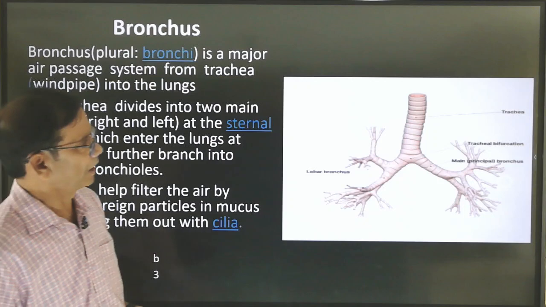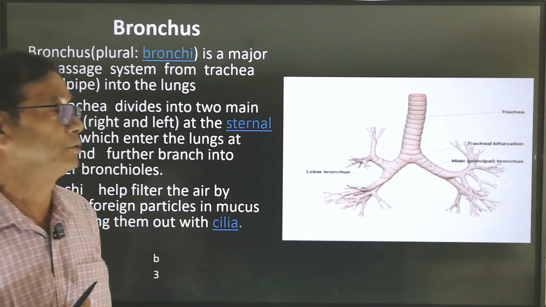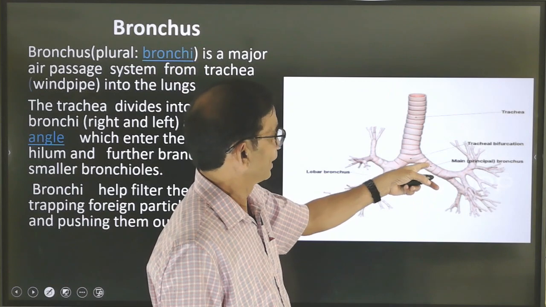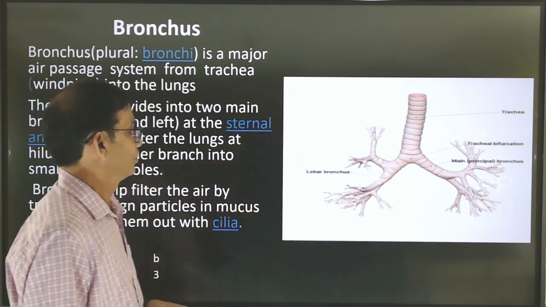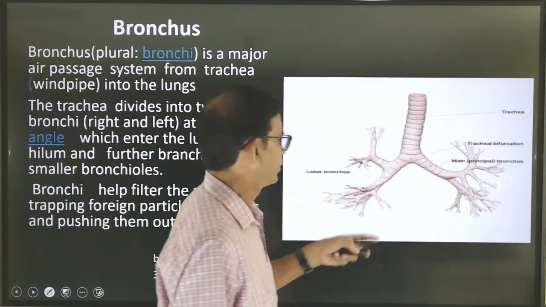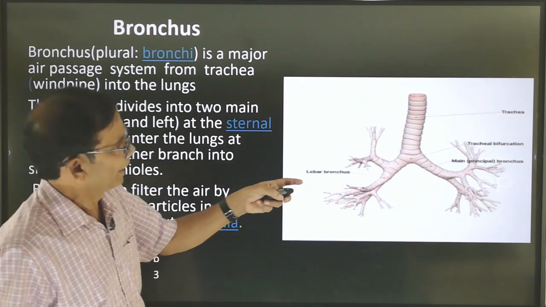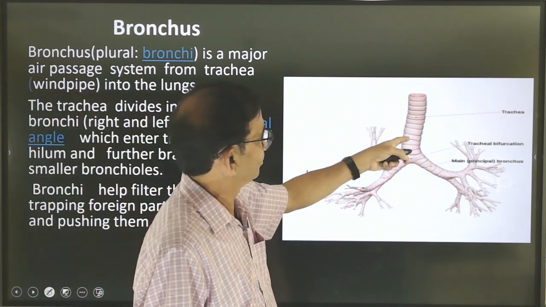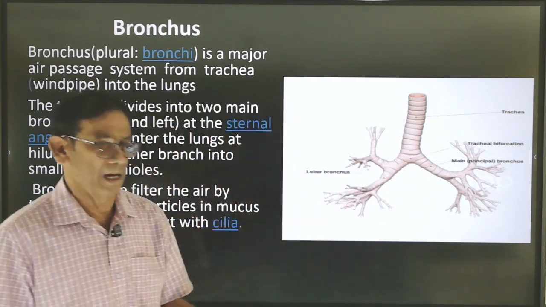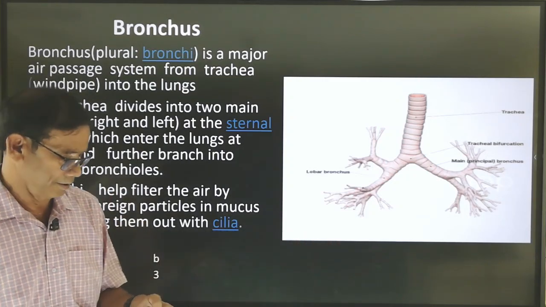The next one is the bronchus. The trachea, at the level of the sternum, divides into two branches known as bronchus, plural bronchi. These bronchi are then subdivided again to form bronchioles. The bronchi and bronchioles have the same type of ciliated epithelium, which also helps in trapping any foreign particle left over from the trachea.